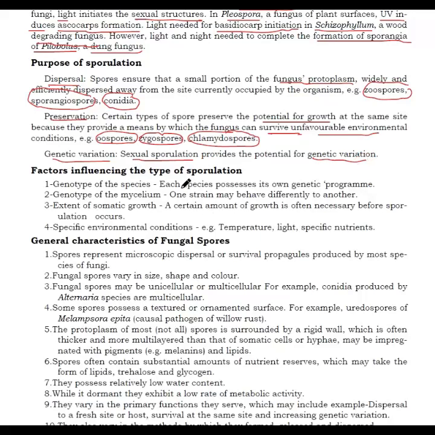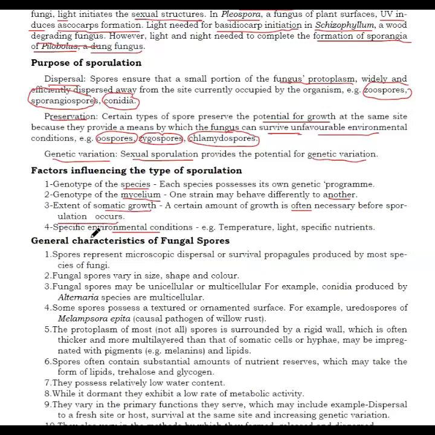There are several factors which influence the type of sporulation: the genotype of the species, the genotype of the mycelium, the extent of somatic growth, and environmental conditions. Genotype of the species means every species has its own genetic program. Genotype of the mycelium is where one strain behaves differently from another, one hyphal strain differs from another. Extent of somatic growth: a certain amount of growth is often necessary before sporulation occurs.